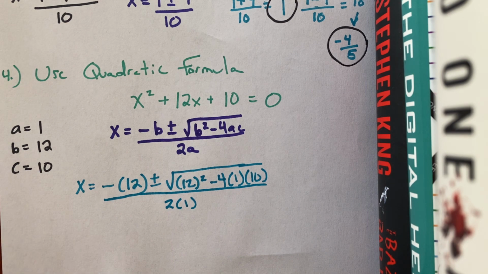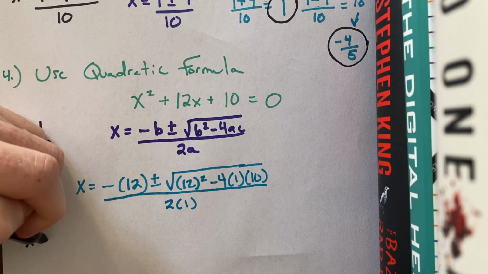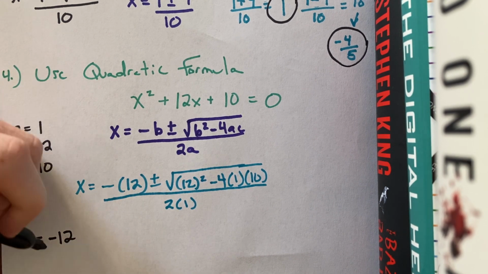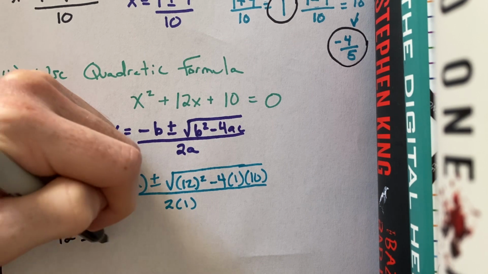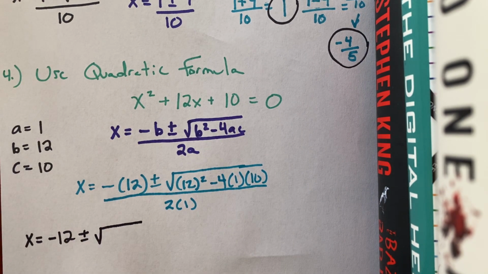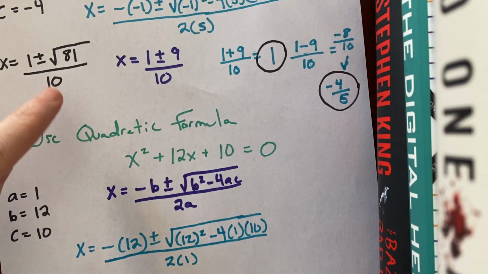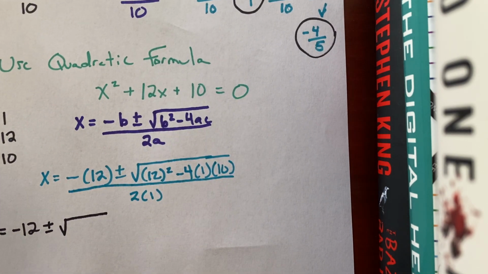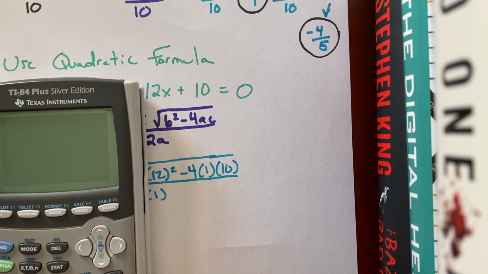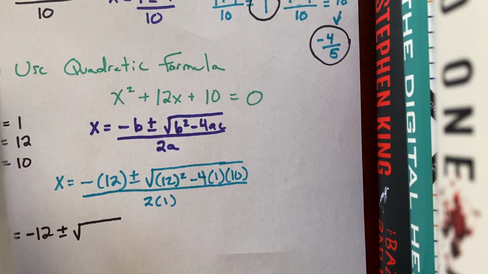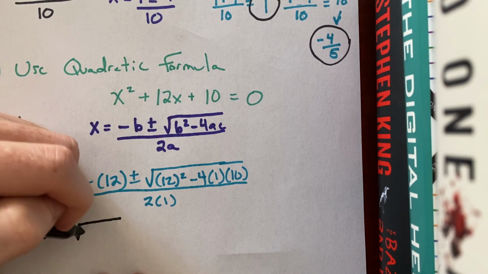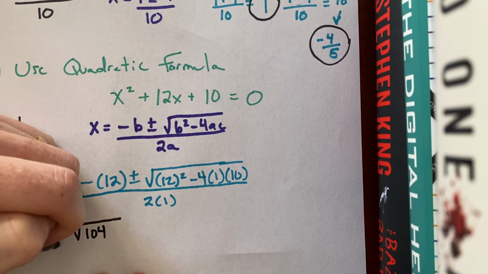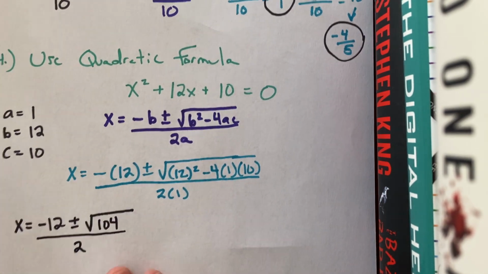Two things I always like to clean up. I like to clean up this first term, so I know that this is going to be x equals a negative 12, since negative 1 times 12 is just a negative 12, plus or minus. Let's figure out what our discriminant is. Hopefully it is as clean as it was up here in 81. I kind of doubt it. Let's check it out. We have 12 squared minus 4 times 1 times 10, and we get 104. So, not as nice. 104, and that is all over 2 times 1, which is 2.